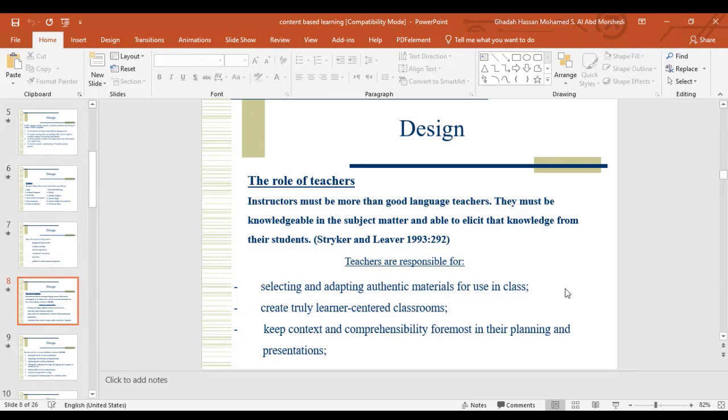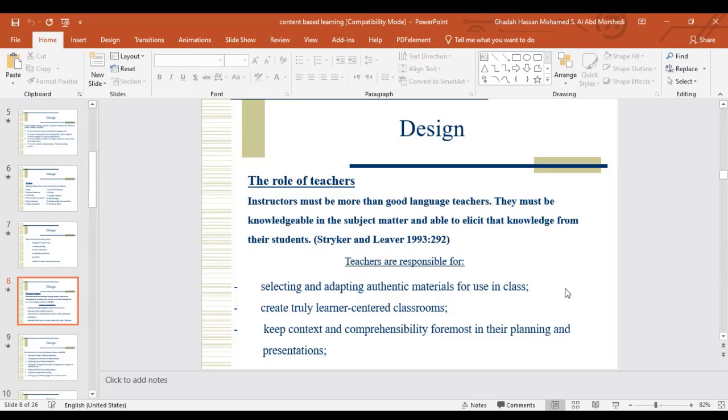So what will be your role as a teacher? So as a teacher, it seems you will have two roles. You know the content, the subject matter, and also you know the language. So both. Because you try to teach the students both, okay? The content, and through the content, the students will be learning the language.